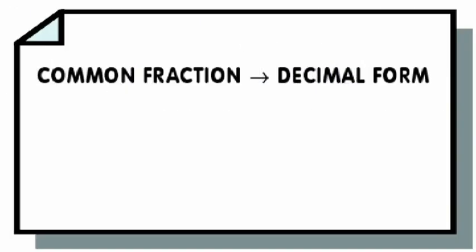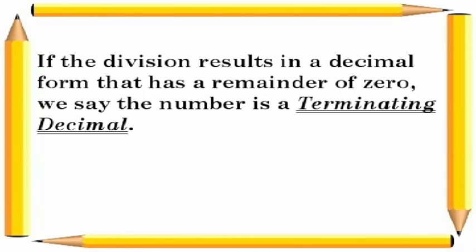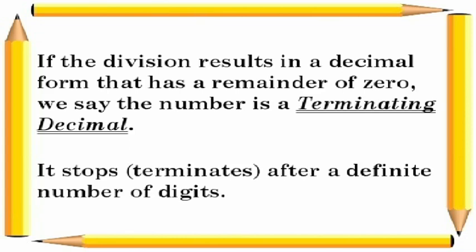Common fraction to decimal form. Simply divide the numerator by the denominator. If the division results in a decimal form that has a remainder of 0, we say the number is a terminating decimal. It stops, terminates, after a definite number of digits.